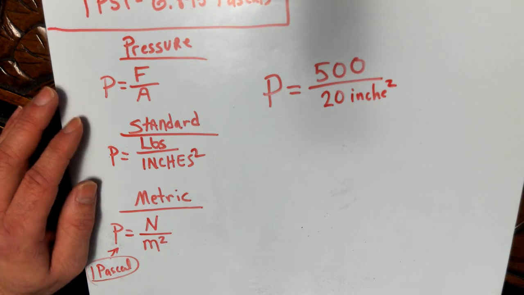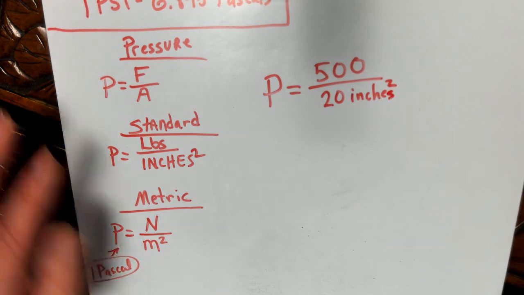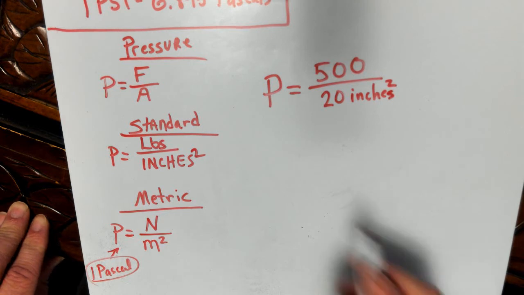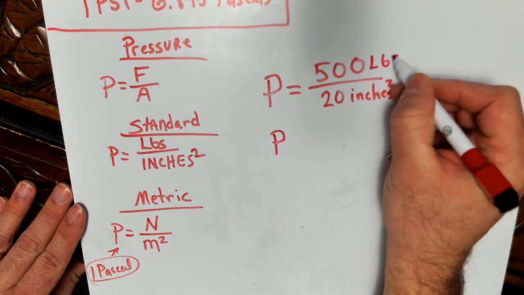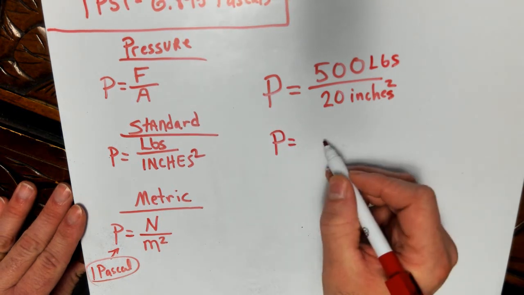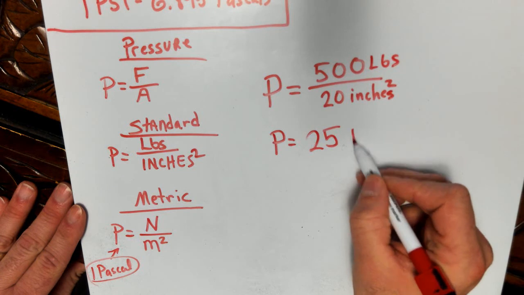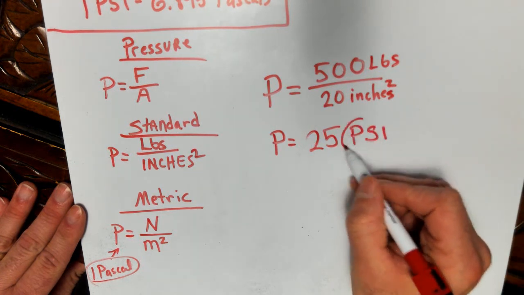So if I'm looking at this, very simple formula, very simple math, right? We're going to take 500 divided by 20, and it's 25. So the pressure, and again, this was in pounds up here, and we bring that over, is going to be 25 pounds per square inch. That's where you get the PSI.